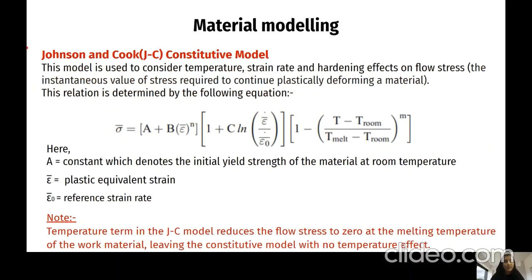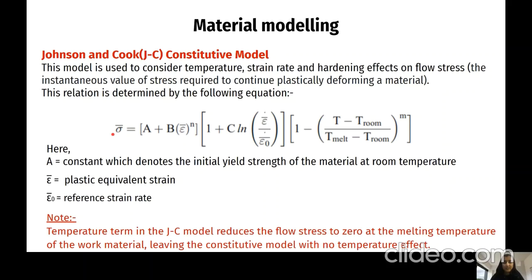The first model into consideration will be the Johnson and Cook constitutive model, that is the JC model. This model is used to consider temperature, strain rate, and hardening effects on the instantaneous value of stress required to continue plastically deforming a material. That is, we'll be looking upon an expression for the flow stress. So the expression is as follows.